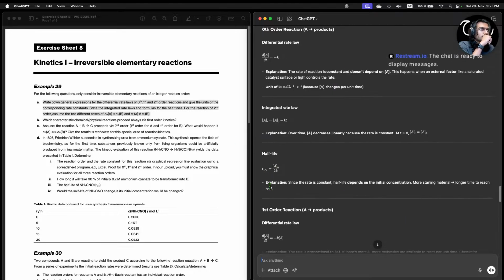Half-life, t half. Since the rate is constant, half-life depends on the initial concentration: more starting material, longer time to reach half. It makes sense to divide it. Initial concentration divided by 2 times the rate constant.